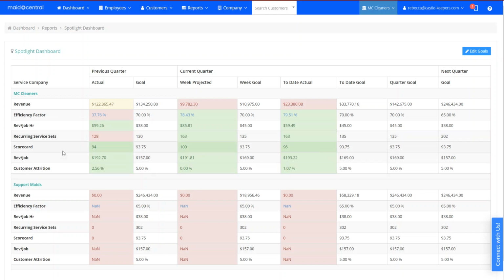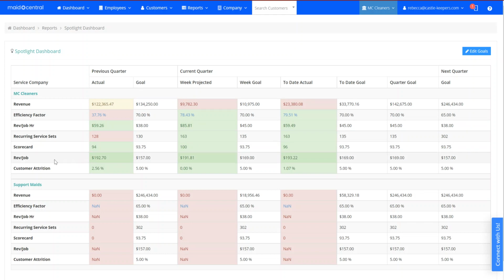So scorecards. What do I want my scorecards percentages to come back as? 94% means that the average customer is extremely happy. My goal is 93.45. So for the previous quarter, I was above the goal of a 93.75. Excuse me.